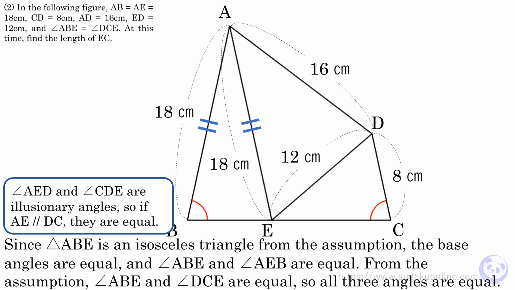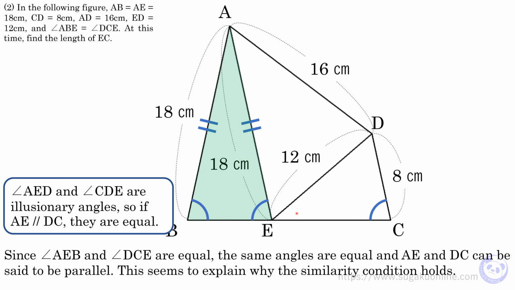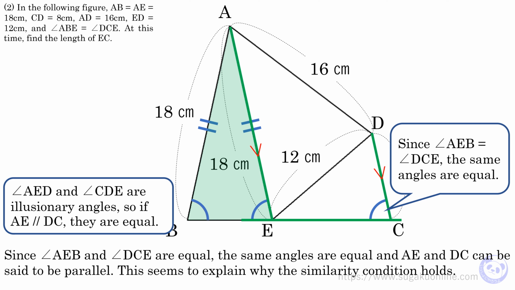Since triangle ABE is an isosceles triangle by assumption, the base angles are equal, and angle ABE and angle AEB are equal. From the assumption, angle ABE and angle DCE are equal, so all three angles are equal. Since angle AEB and angle DCE are equal, the corresponding angles are equal and AE and DC can be said to be parallel. This seems to explain why the similarity condition holds.